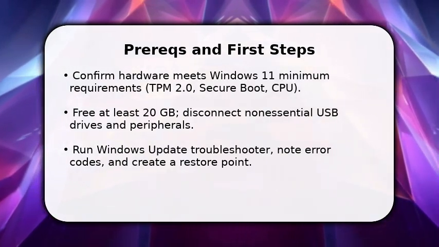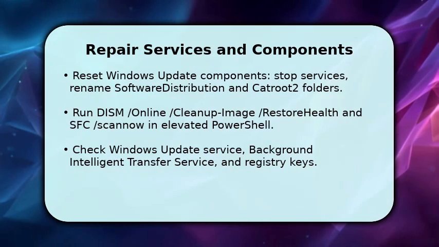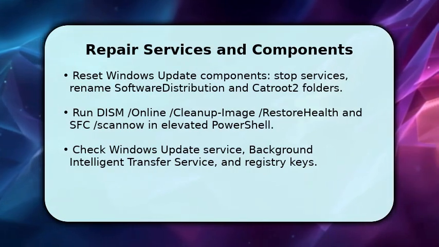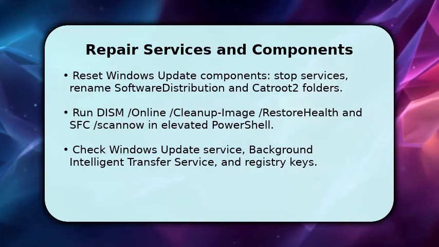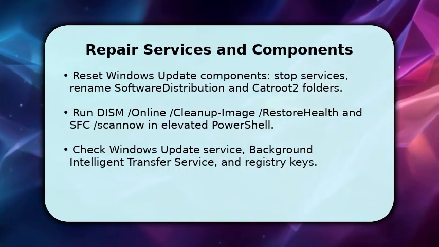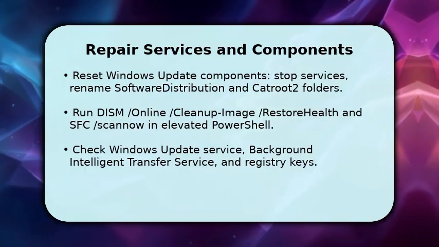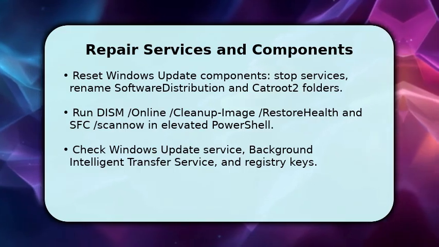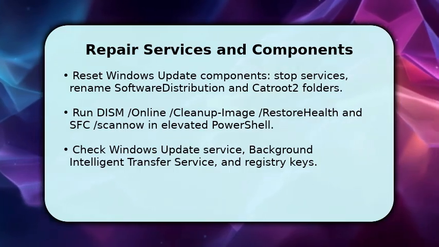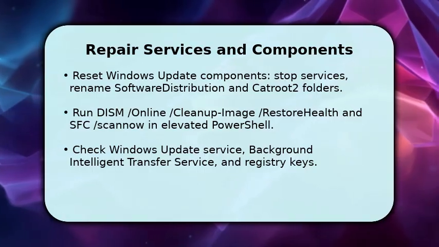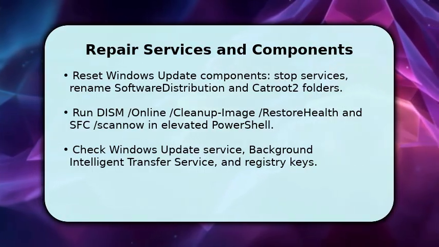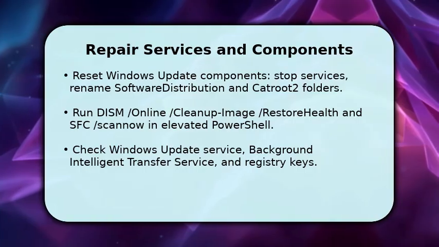You'll repair the update stack by stopping Windows Update and related services, then renaming SoftwareDistribution and catroot2 to force fresh files. Next, open Elevated PowerShell and run DISM /Online /Cleanup-Image /RestoreHealth to pull good components from Windows Update or a specified source. Follow with sfc /scannow to repair system files.